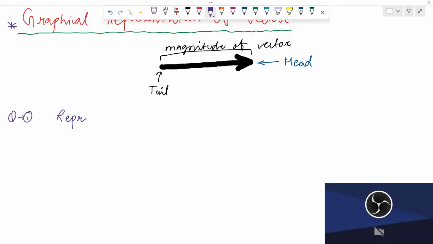In the question, they have said: represent two forces.